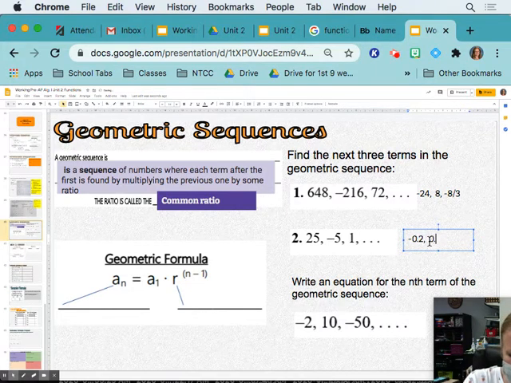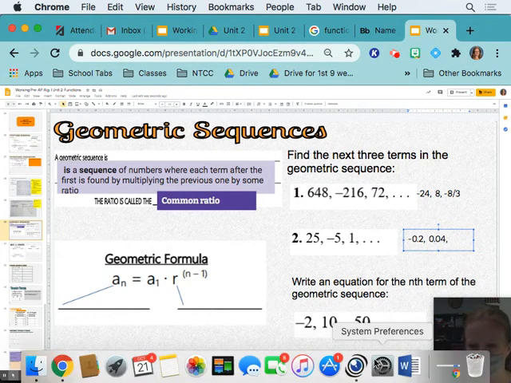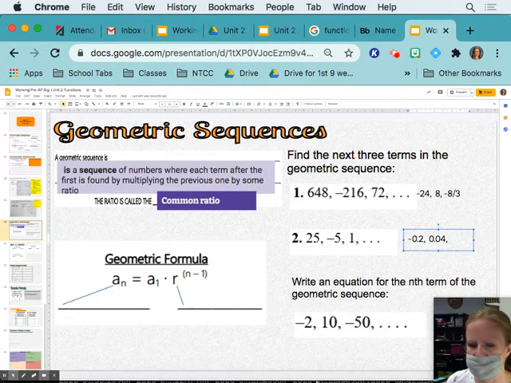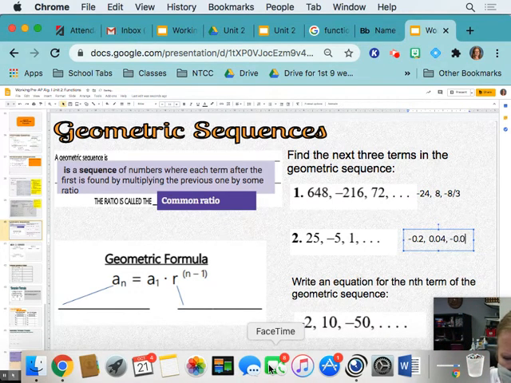It's positive 0.04. No, just 1, sorry. And then divide that by negative 5, negative 0.008.